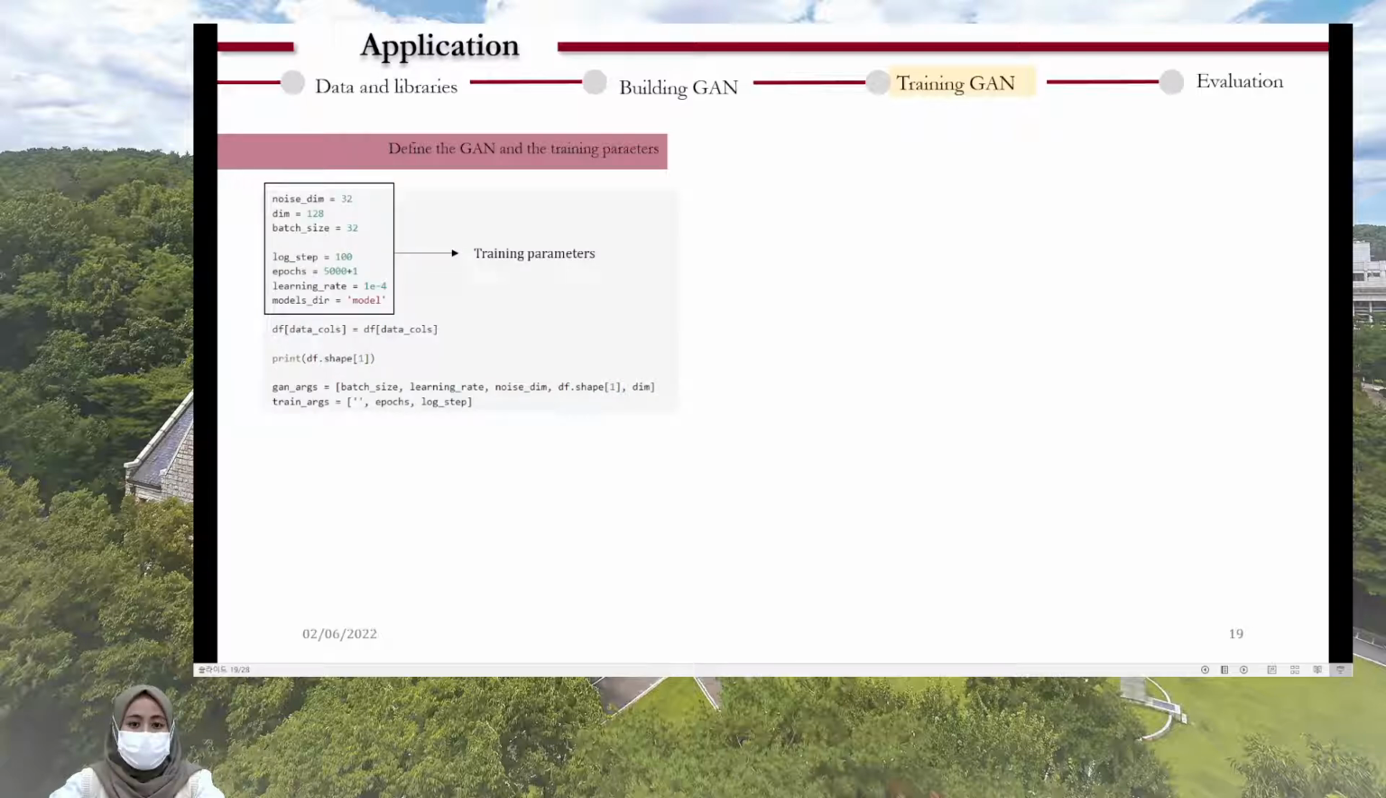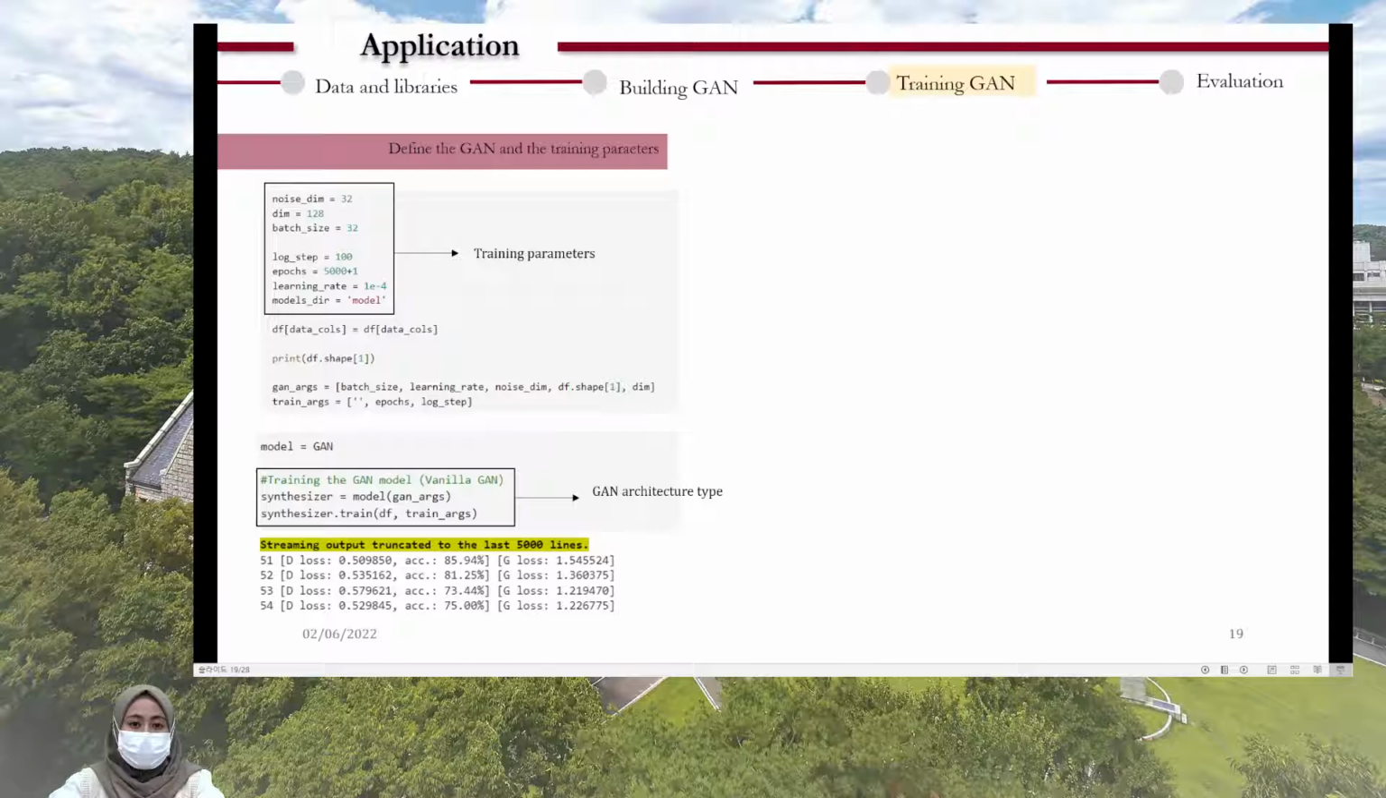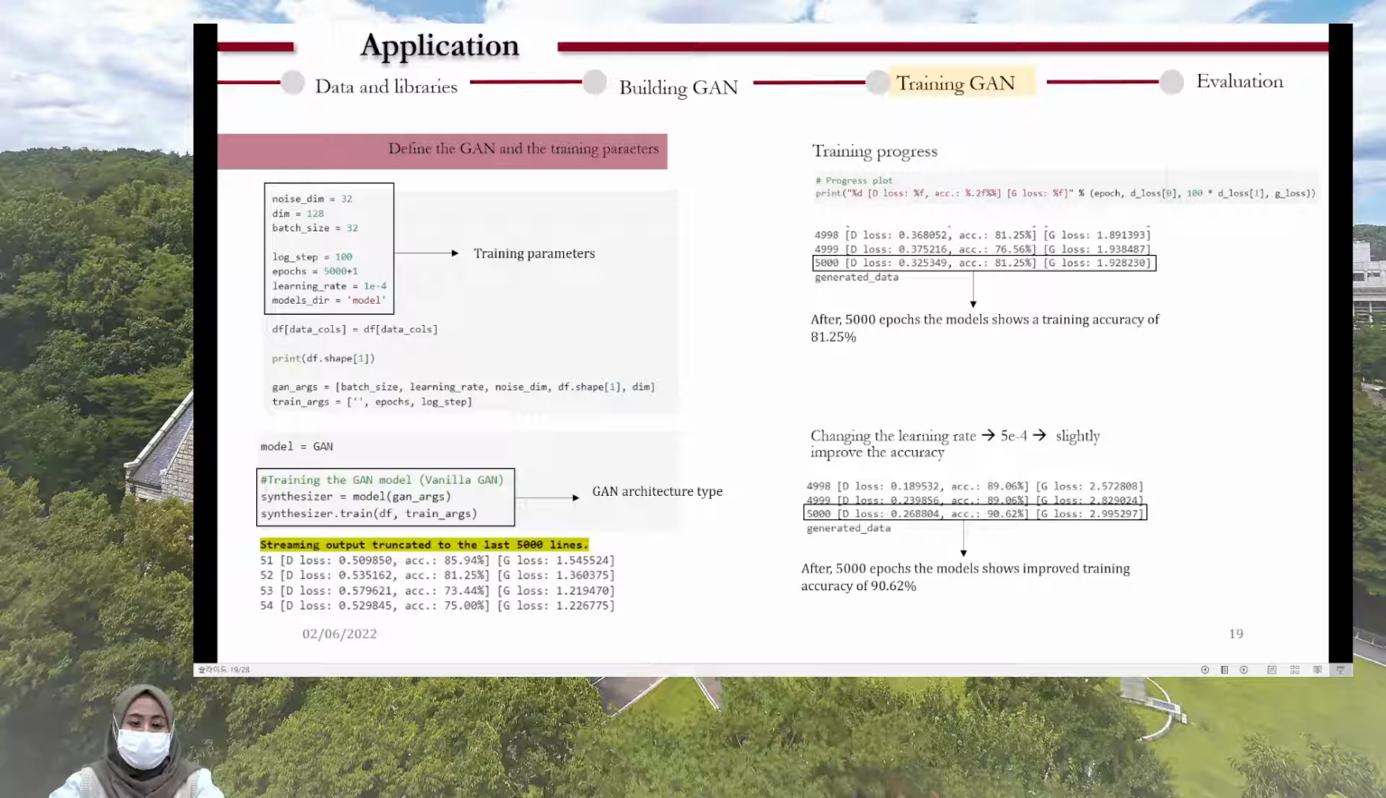Now we define the training parameters, including number of epochs and learning rate, and also define the GAN model for the training. The GAN used in this practice is named vanilla GAN, where the generator and the discriminator are simple multi-layer perceptrons. This is the simplest type of GAN, and it tries to optimize the mathematical equation using stochastic gradient descent. As we can see here in the training process, after 5,000 epochs, the training progress saw an accuracy of 81.25%. After that, a higher learning rate was tried, resulting in higher accuracy as well.